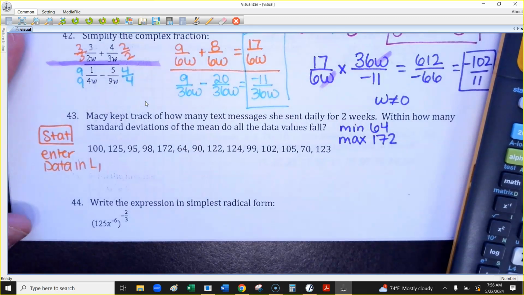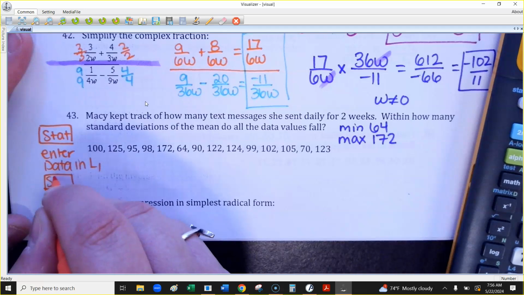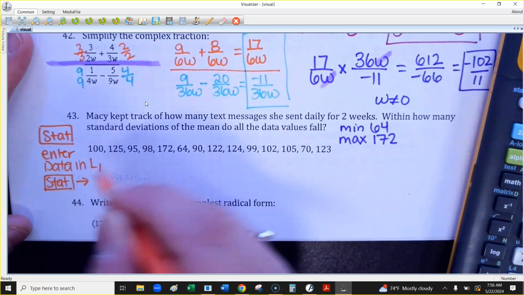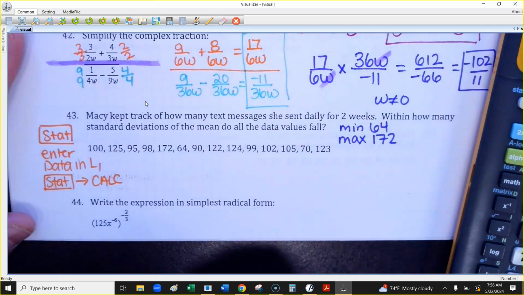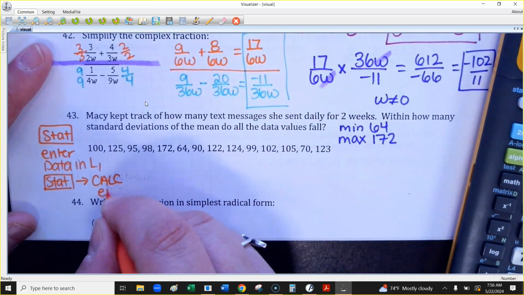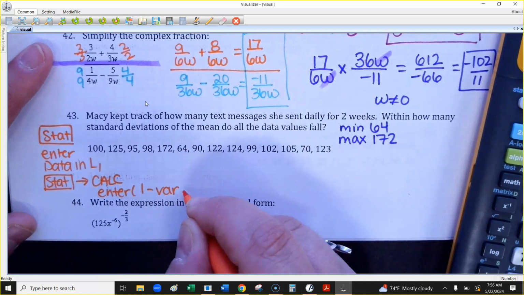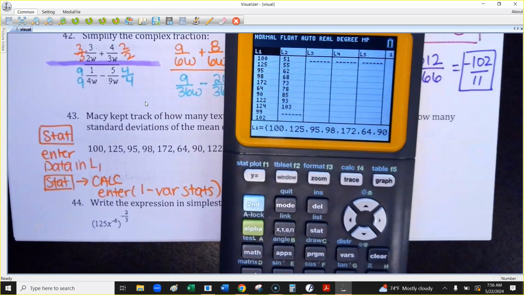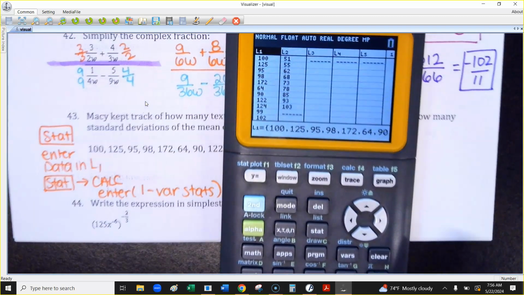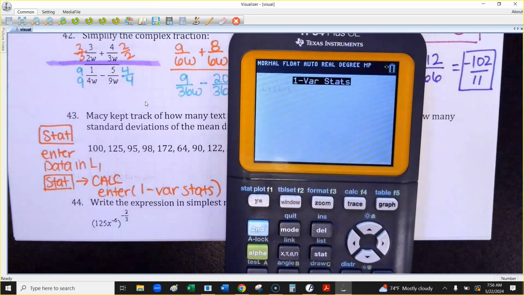Okay, after you do that, we're going to do two things. You're going to hit stat again. You're going to arrow across when you get in that menu to the menu that says calc. And then you're just going to hit enter. And that should say one-var stats, for one variable statistics. But that's where we're going to get like mean, median, if we needed a box and whisker plot, all that stuff. So stat calc, and then just keep hitting enter until it shows up.